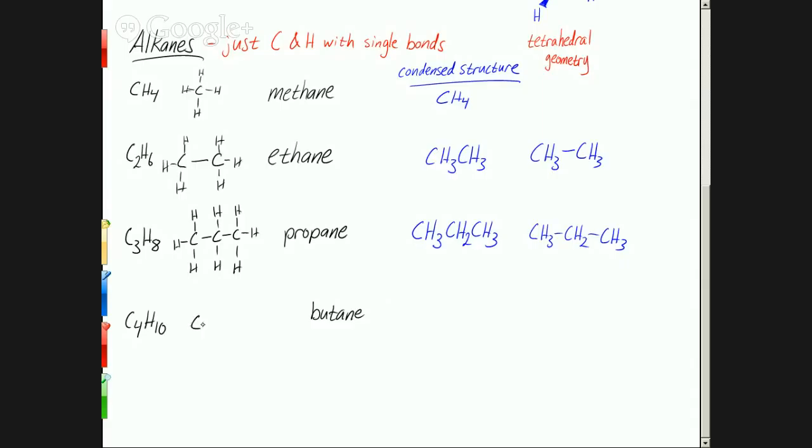All right, so butane, it's going to be 4 carbons in a row. Something like this, right? Is that what you got? Great. What's your condensed structure look like? CH3, CH2, CH2, CH3.